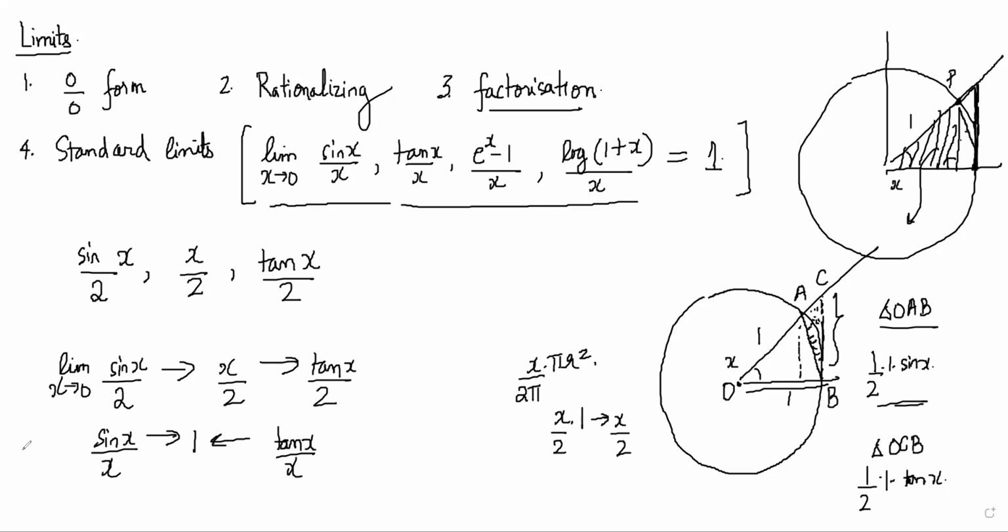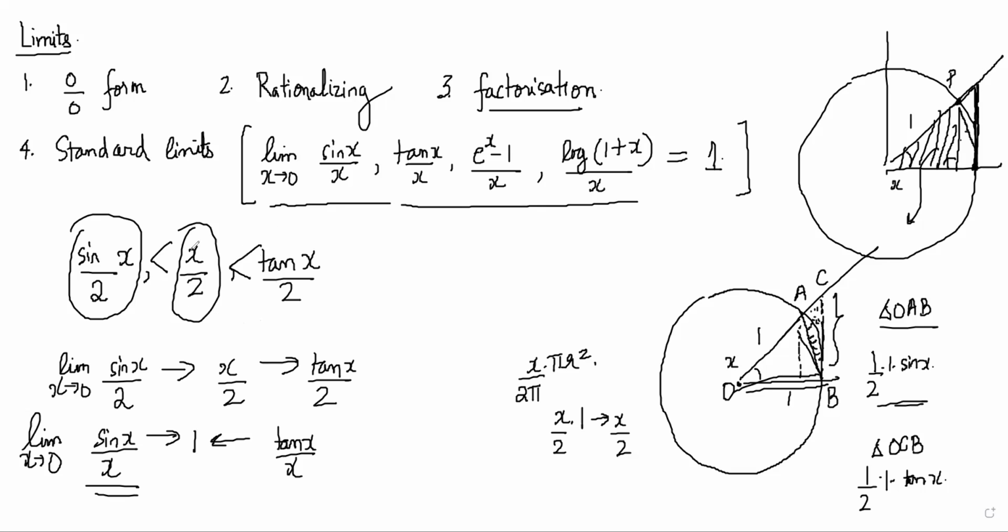and similarly tan x by x will tend to 1, right? However, there is a slight difference in both the tendencies: sin x by x is tending to 1 from less than 1, right? Sin x by x, this area is technically still less than this. So sin x by x will be less than 1, and tan x by x will be greater than 1. So this limit is tending to 1, and this limit is also tending to 1. However, this is tending to 1 from the 0.99 side, and this is tending to 1 from the 1.01 side, right?